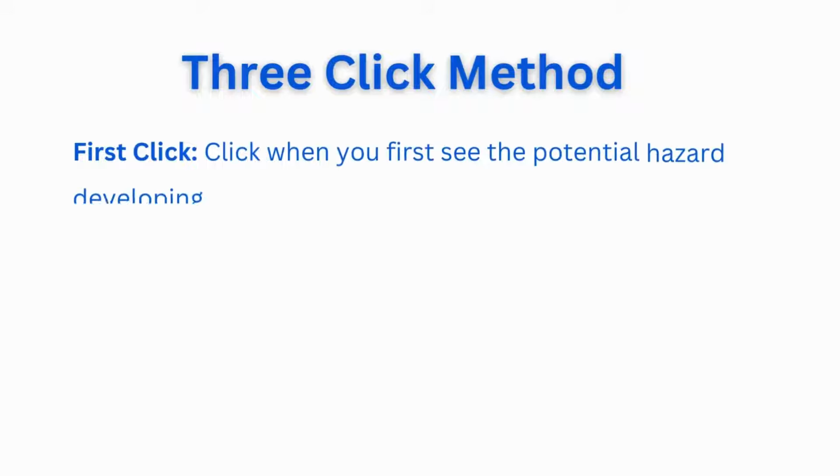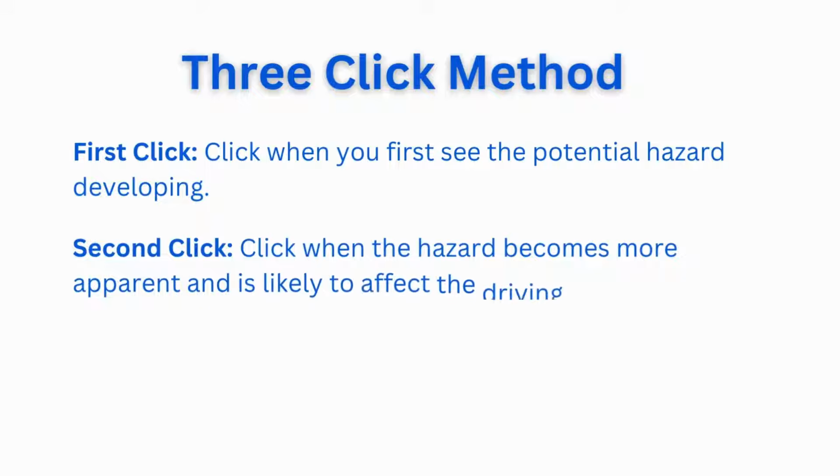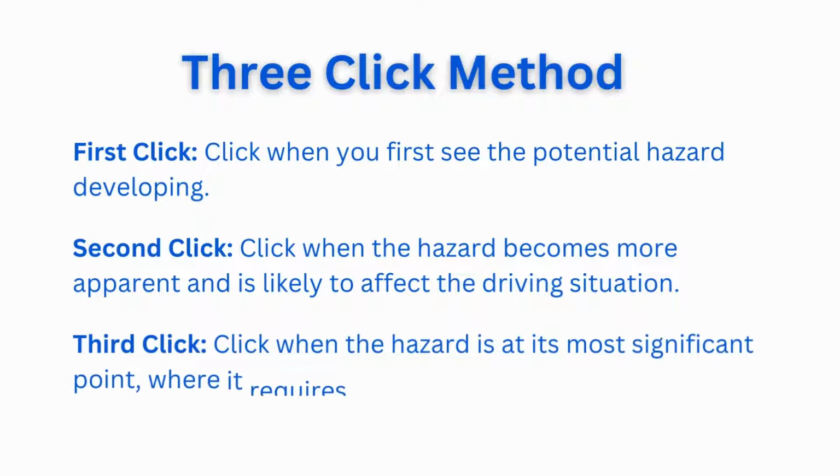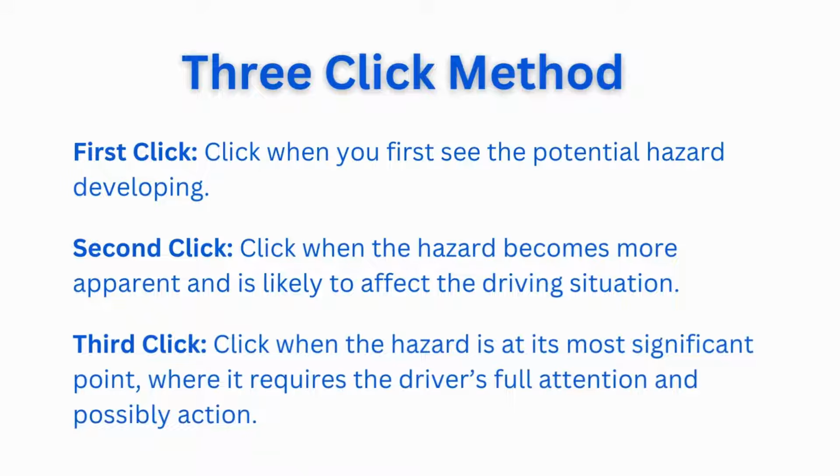The 3-click method. This method involves clicking 3 times when you see a hazard developing. First click. Click when you first see the potential hazard developing. Second click. Click when the hazard becomes more apparent and is likely to affect the driving situation. Third click. Click when the hazard is at its most significant point, where it requires the driver's full attention and possibly action. I will explain it further with an example.